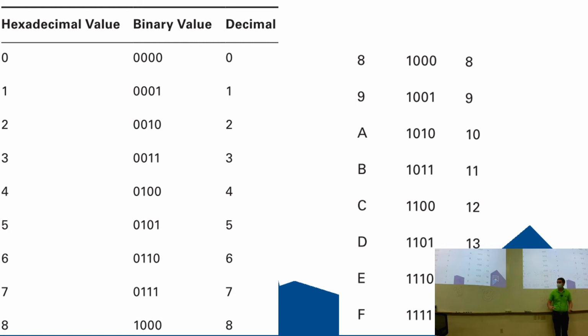Did I lose anyone? All right, so with this in mind, let's say I were to throw a little bit of a curveball. Let's say I were to do, say, 1001 and then 0000. Convert this binary to hex. So how do we do that?